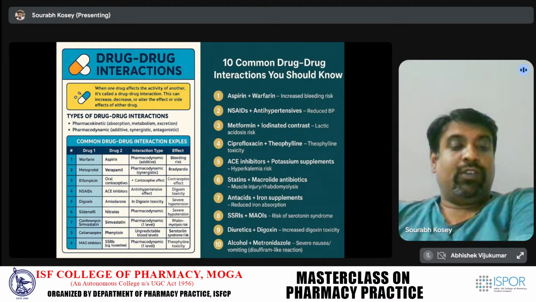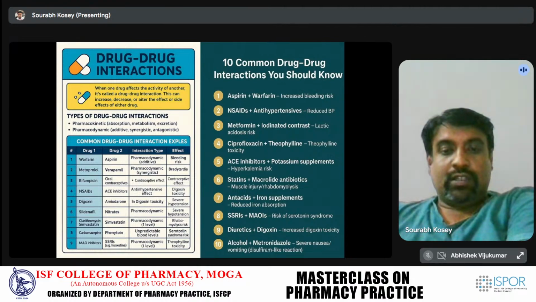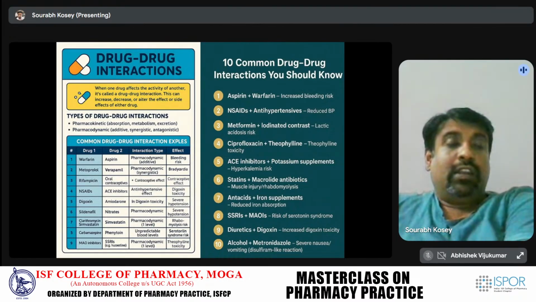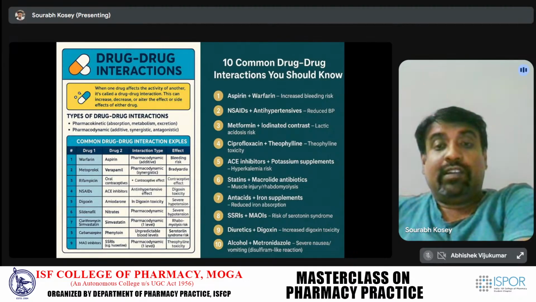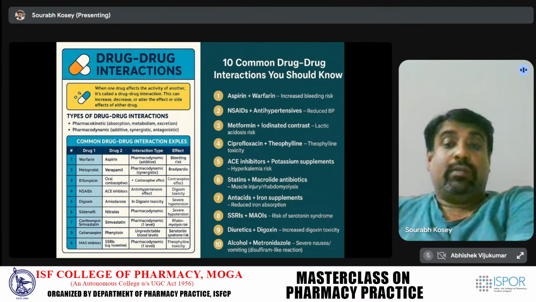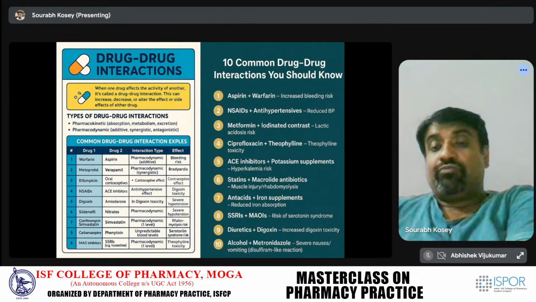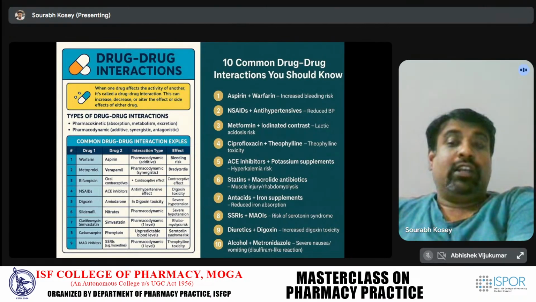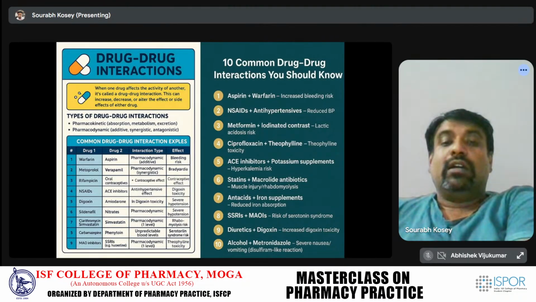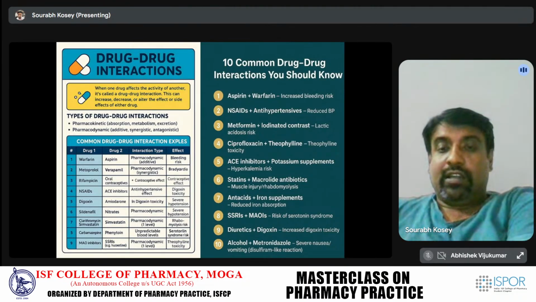Then carbamazepine and phenytoin: unpredictable blood levels. MAO inhibitors and SSRIs: serotonin syndrome risk. Theophylline toxicity. So this is what is particularly written: aspirin and warfarin increase the bleeding risk, and NSAIDs with antihypertensives reduce the antihypertensive effect. Then metformin and iodinated contrast: lactic acidosis. Ciprofloxacin and theophylline create theophylline toxicity.